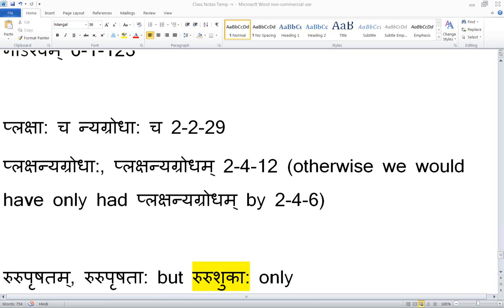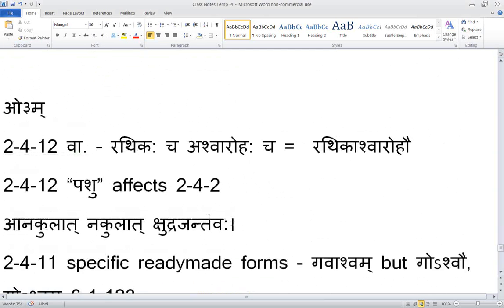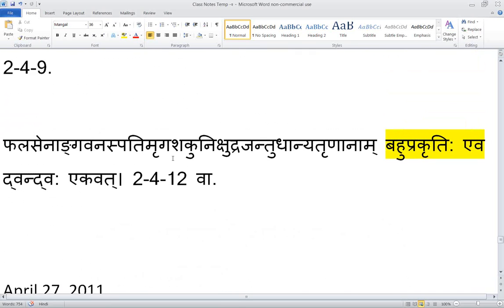Good question, because there seems to be another Vartikam on this one. This one right here: Mruga, Shuka, Shakuni, Kshudrajantavaha. So that is not correct. I think this is a problem with this Bala Manorama. Kalpesh, you're right, because see this Vartikam which you just saw: Bahuprakritir Eva Samahara. So only when they're in the plural can we have a Samahara with these. So Mruga, Shuka, and Shakuni have to be plural.